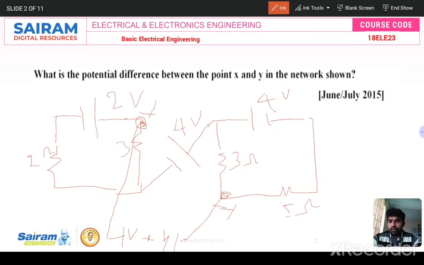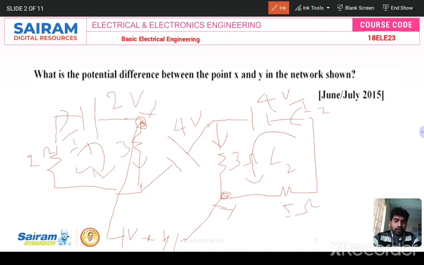For that we want this current and this current. How do we calculate those two currents? By applying KVL, just like Ohm's law. Apply KVL like this and like this. I'll take this one as I1. This is loop 1, and this is loop 2, this is I2. Everything is given here, and we need to calculate VXY.